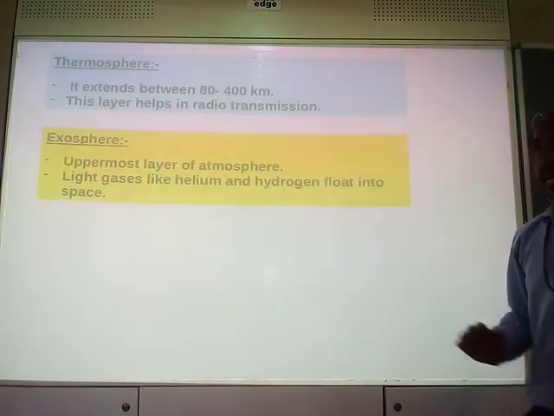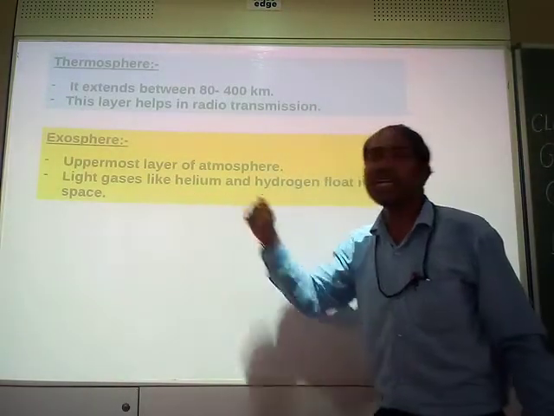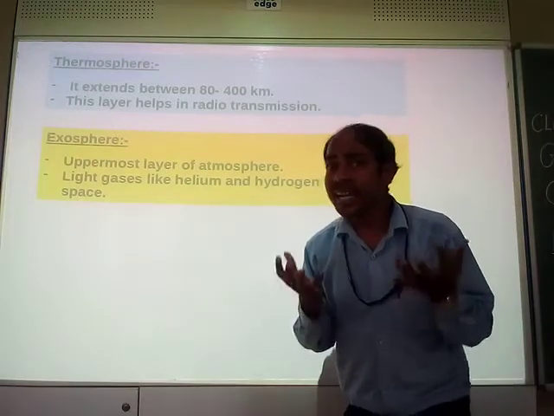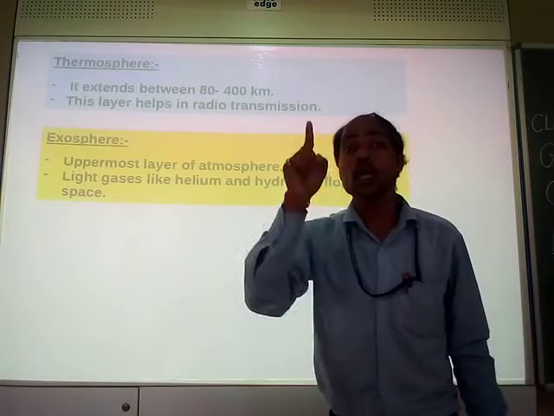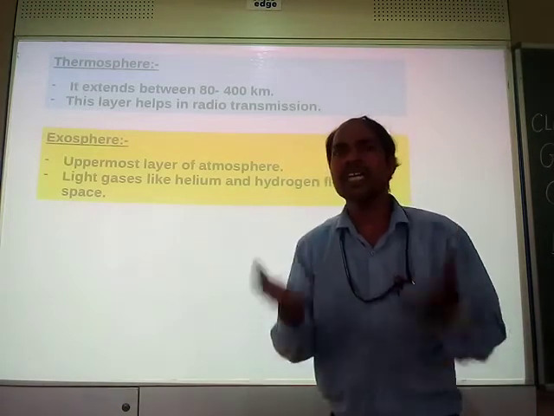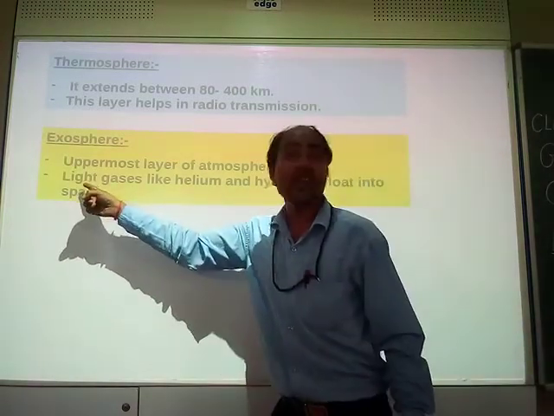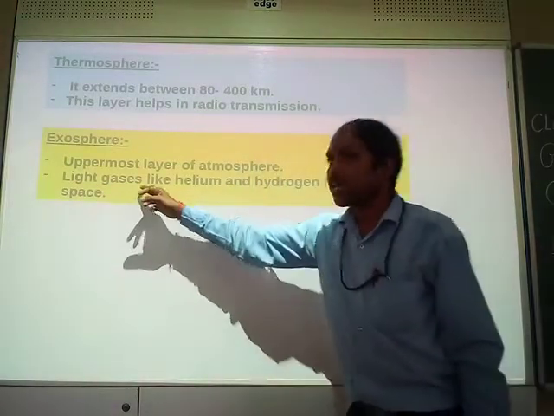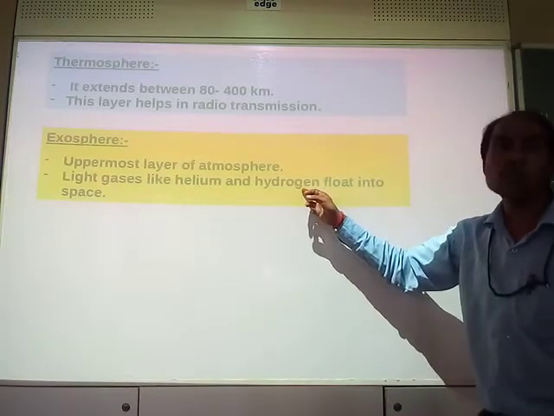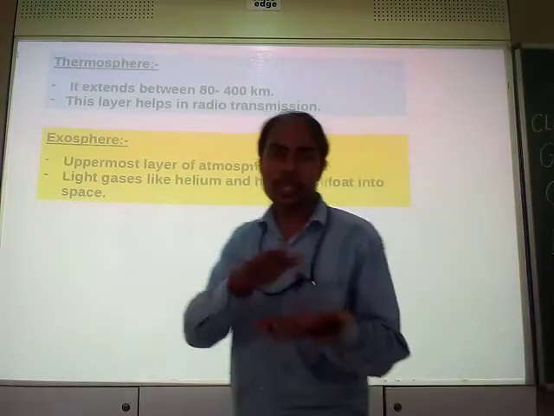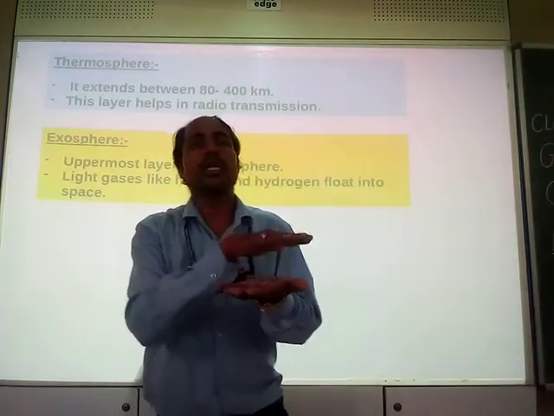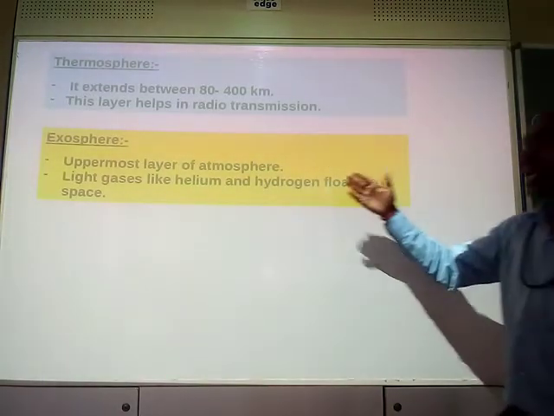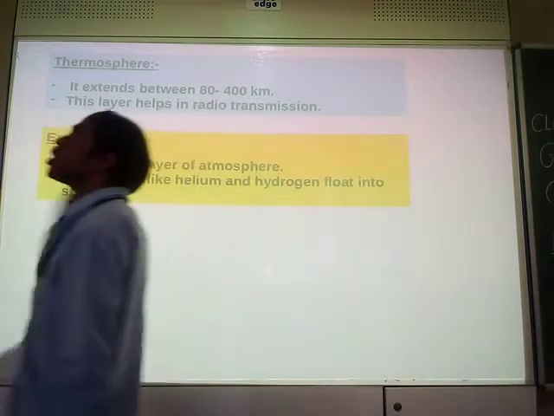Exosphere. Light gases like helium, hydrogen, these are very light gases. Light gases means which are not heavy, very light. The opposite of heavy is light. So light gases like helium, hydrogen and other gases float in this layer. So these are the characteristic features.